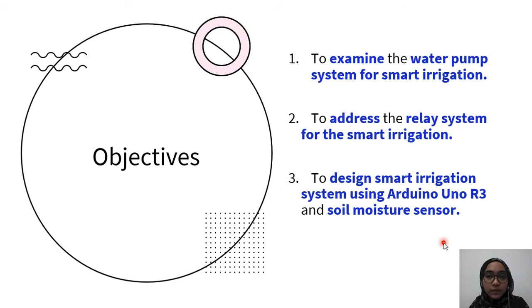For the objectives, the first objective is to examine the water pump system for smart irrigation. The second objective is to address the relay system for smart irrigation. And the third objective is to design a smart irrigation system using Arduino Uno R3 and a soil moisture sensor.